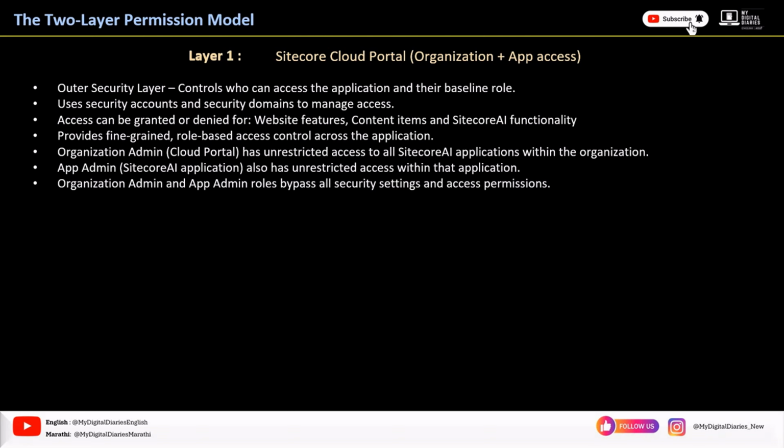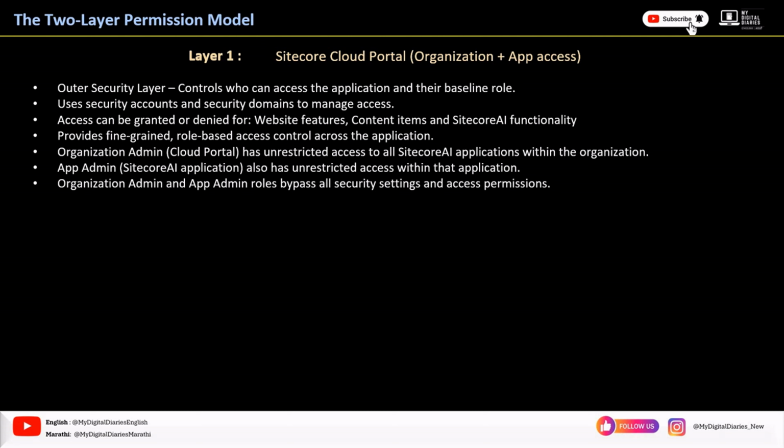Layer 1 is the Sitecore Cloud Portal. This is your outer security layer. Its job is simple. It controls who can even access the application in the first place and what their baseline role is. Security accounts and domains. To manage this access, the portal uses security accounts and security domains. Every user who logs in belongs to one of these accounts, and that account decides what they are allowed to see at the very first checkpoint.